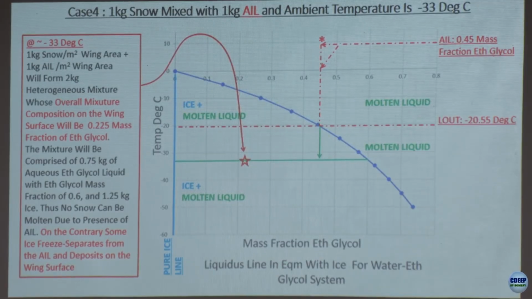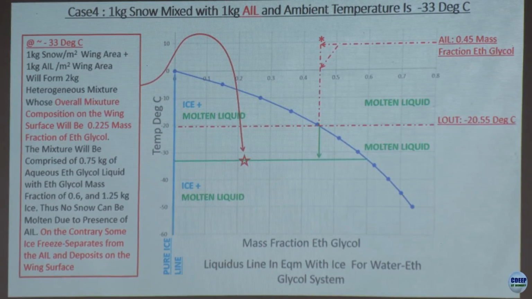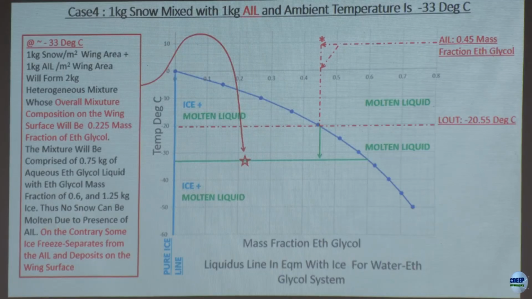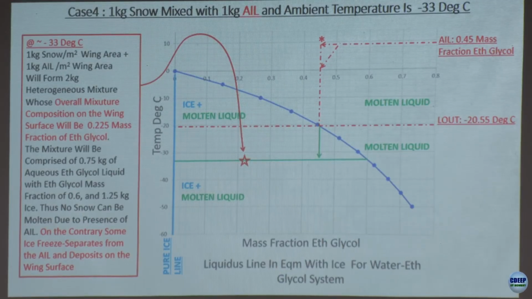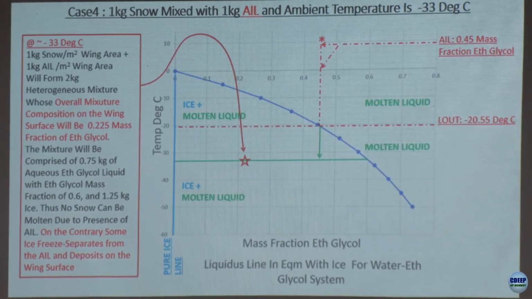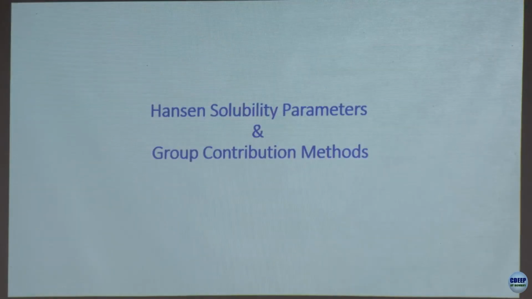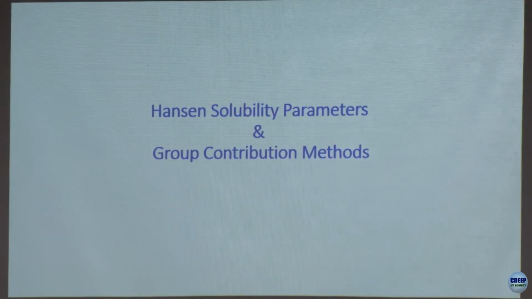So below that temperature, the anti-icing liquid will in fact be detrimental for the flight of the aeroplane. Fine. So this was the significance. I just wanted to go through this so that you start thinking about such physical significances of the calculations that you do. Okay. So the next part is Hansen solubility parameters and the group contribution method.